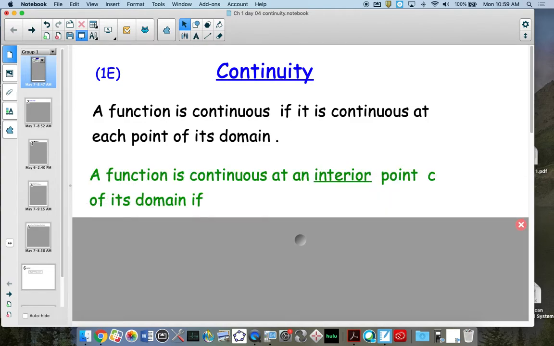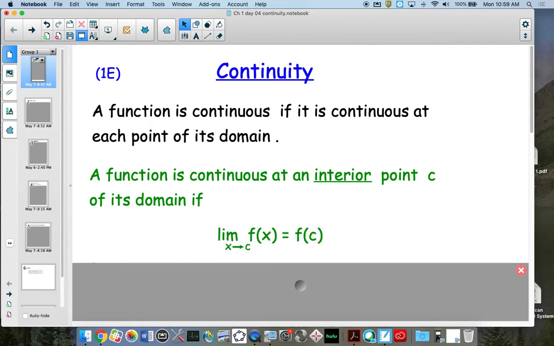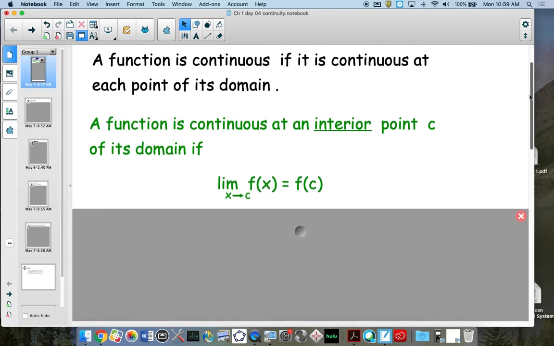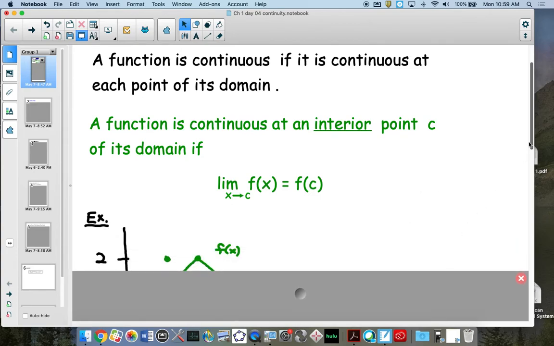A function's continuous at an interior point, we'll call it point c, of its domain, if the limit as x approaches c of f of x equals f of c. Now remember, we're talking about whether a function is continuous or not, and then the other idea is talking about if it's continuous at a particular point. So those are two distinct ideas. So let's look at an example.